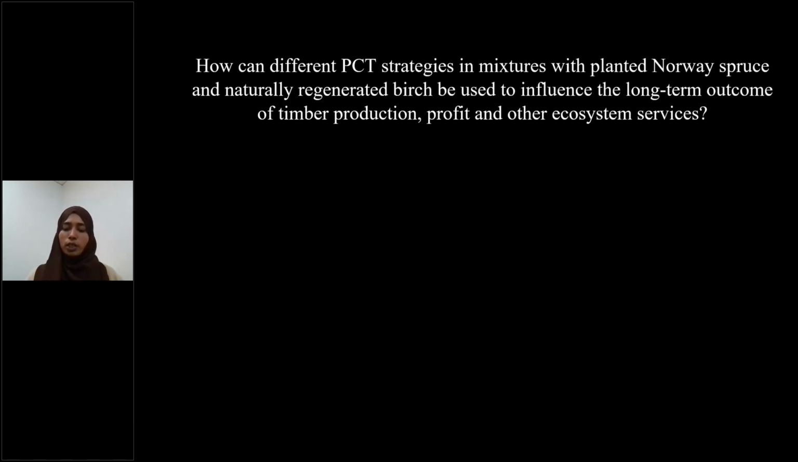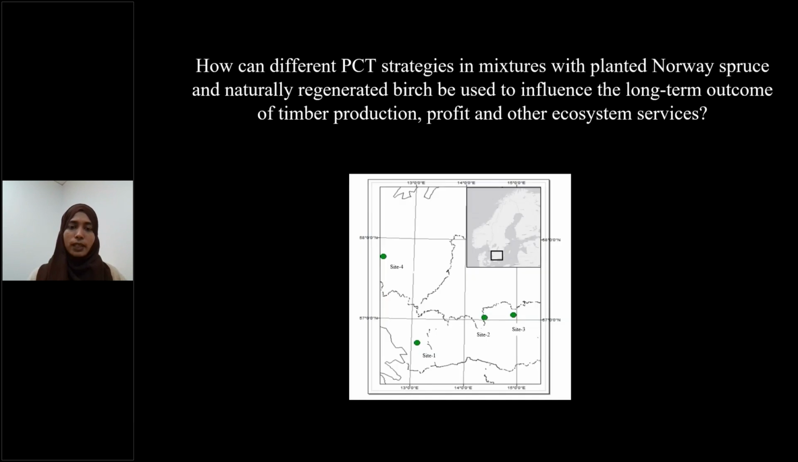And to do that, we used the same experiment that I used to answer the third research question I showed you a few minutes ago, and only one more site was added. You remember there are 4 treatments, and after 3 to 6 growing seasons, depending on the sites, a second pre-commercial thinning was done to test the timing effect and also create a mixture to develop over time.